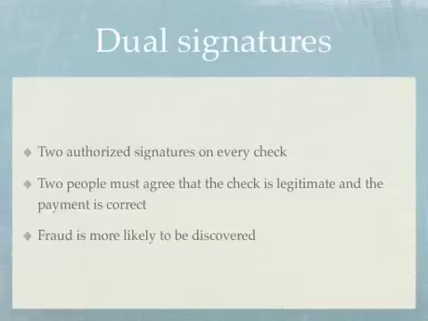Dual signatures. The company should require that there are 2 authorized signatures on every check so that we can make sure that the check is legitimate and payment is correct. And this way, if 2 people are checking it, fraud is more likely to be discovered.